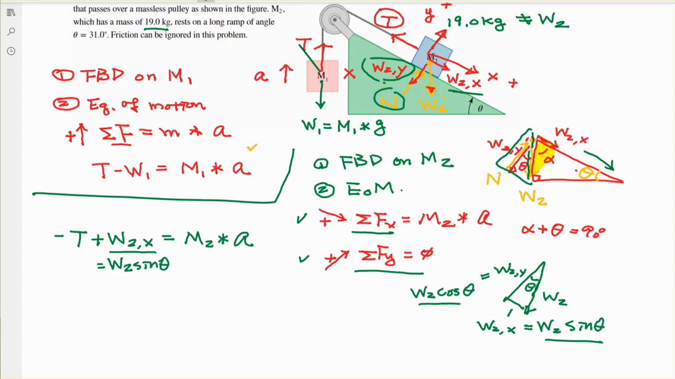So which one is positive? N is positive. And the other one is the W2Y, and that will be equal to 0. And we know W2Y is W2 cosine theta. So these two are the equations of motion for block 2. Then the rest will depend on what the question is asking for, and then you can solve the problem.